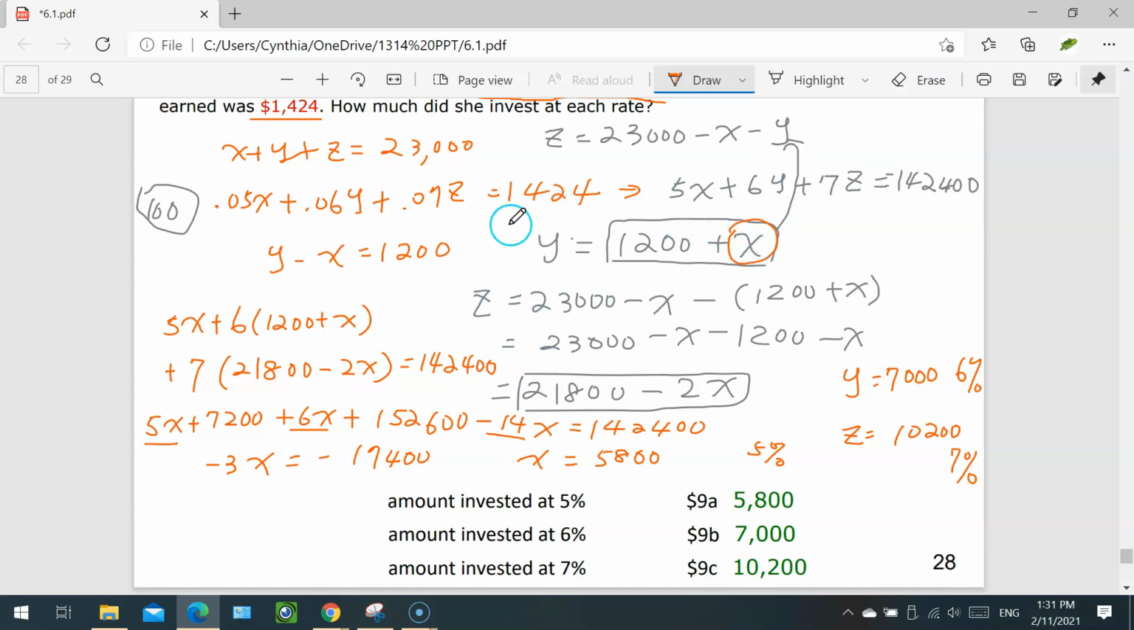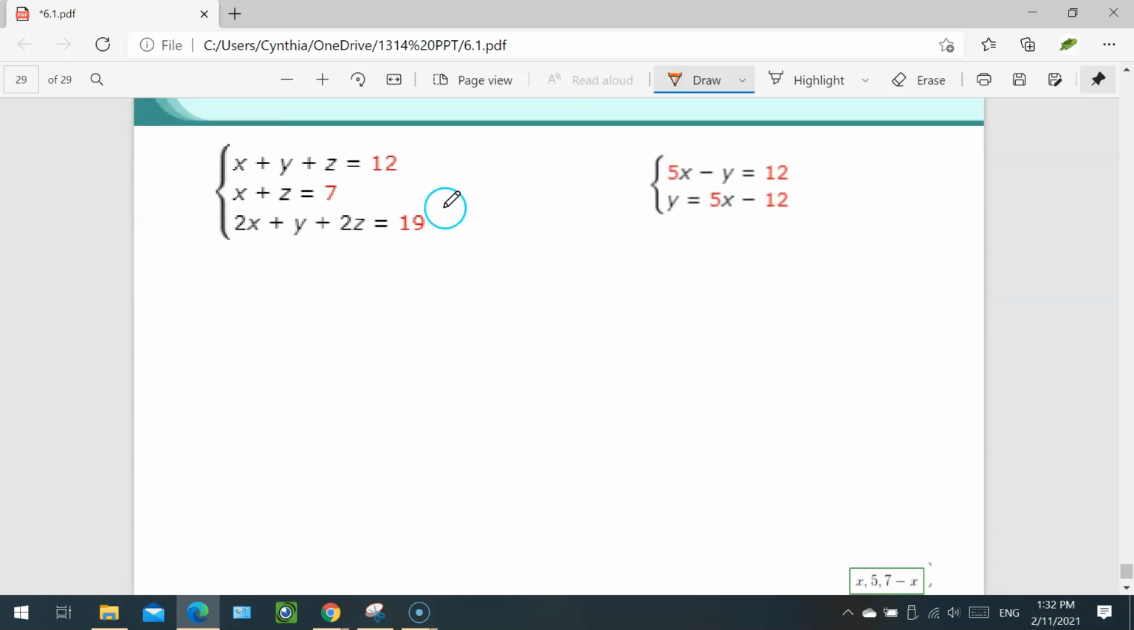And once we move on to 6.3, you can use a calculator to solve for this type of question. It will turn out super easy. Alright, so if at this moment you get confused, don't worry about it. Now we do the other two questions.